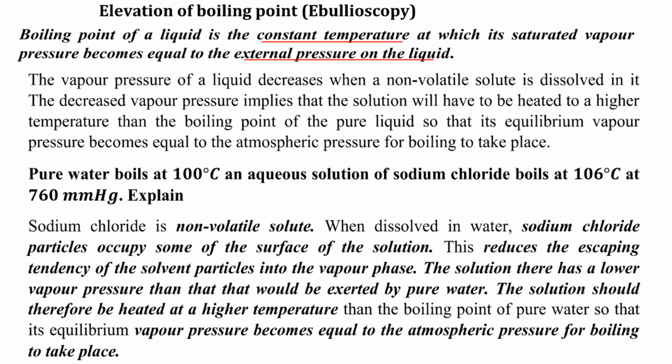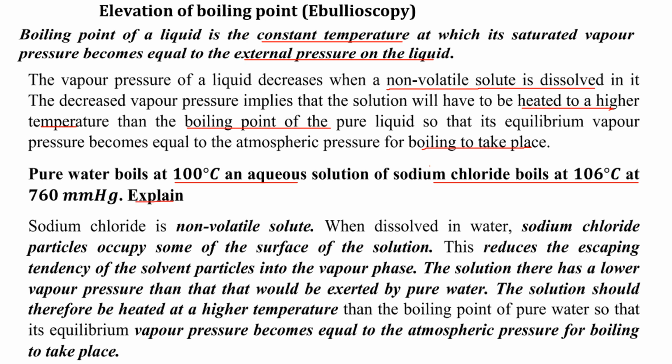Now you're saying that the vapor pressure of a liquid decreases when a non-volatile solid is dissolved, just like explained previously. Now you're saying that the decreased vapor pressure implies that for any solution to boil, it must be heated to a higher temperature than its normal boiling point, so that equilibrium between vapor and the external atmospheric pressure can be attained for boiling to take place. Now we are saying that pure water boils at 100 degrees Celsius and an aqueous solution of sodium chloride boils at 106 degrees Celsius. Now explain why.